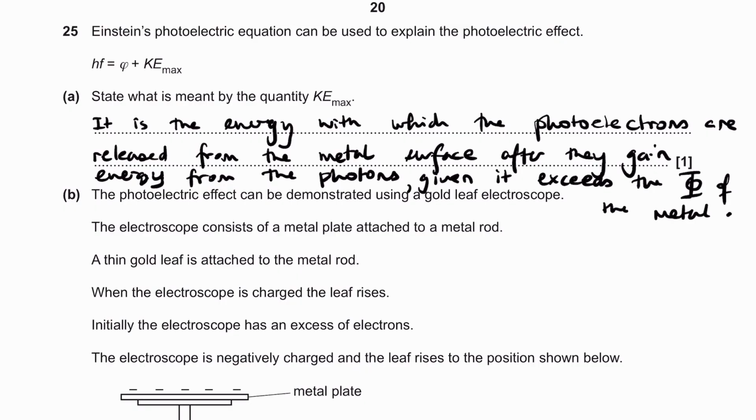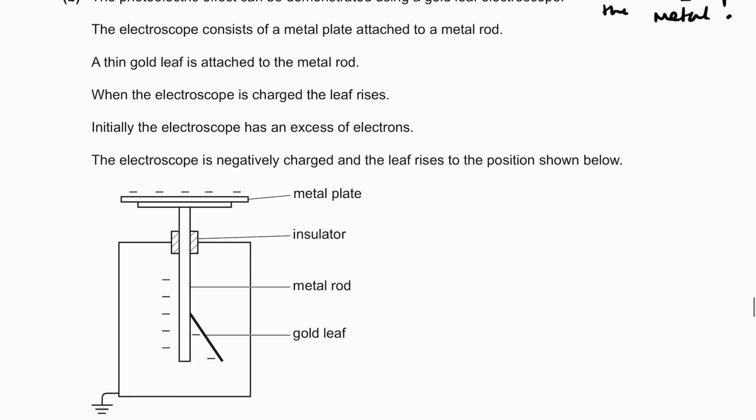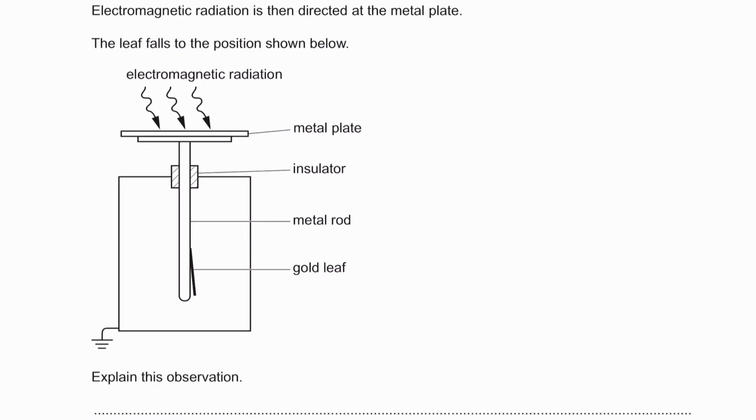Part B. The photoelectric effect can be demonstrated using a gold leaf electroscope. An electroscope consists of a metal plate attached to a metal rod. A thin gold leaf is attached to the metal rod. When the electroscope is charged, the leaf rises. Initially, the electroscope has an excess of electrons and is negatively charged, and the leaf rises to the position shown below. Electromagnetic radiation is then directed at the metal plate. The leaf falls to the position, and we need to explain this observation.